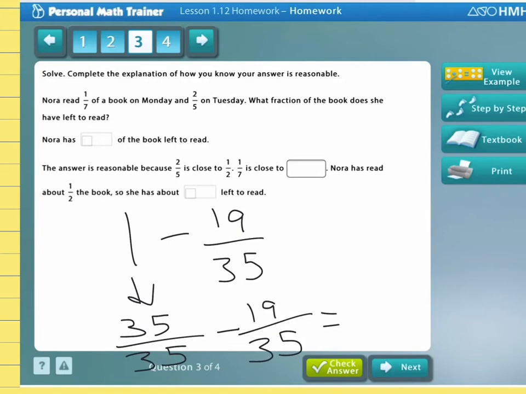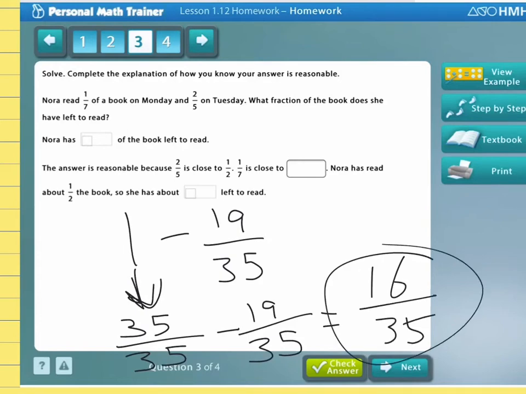And so we have 1 whole minus 19/35. 1 whole is the same as 35/35. 35/35 minus 19/35 would give you 16/35. So that is the difference that she needs to read in order to finish the book. That's how much is unread after she reads 1/7 and 2/5.